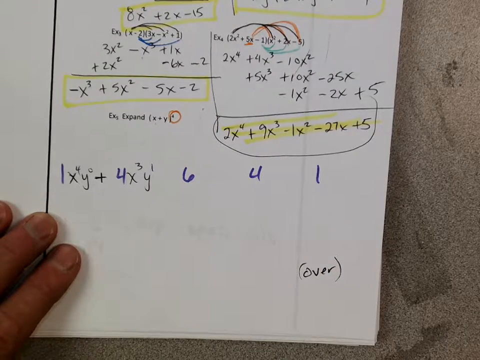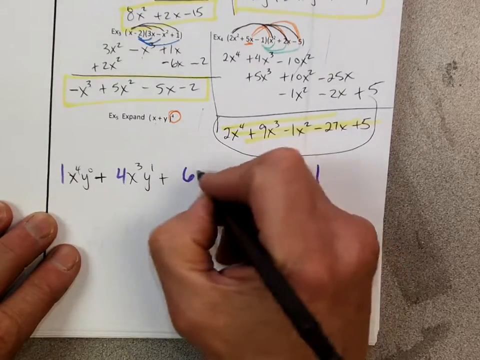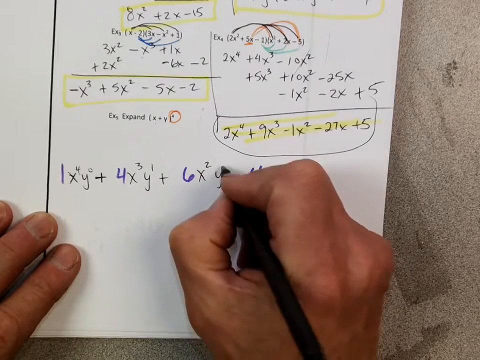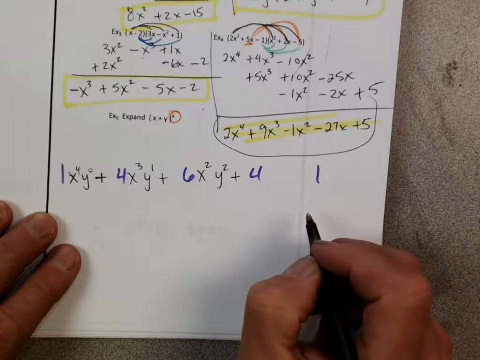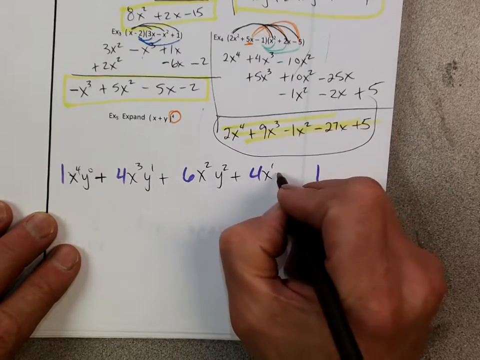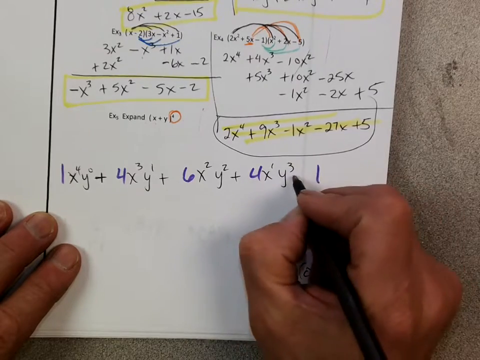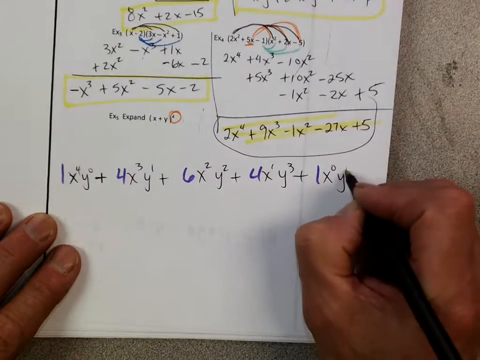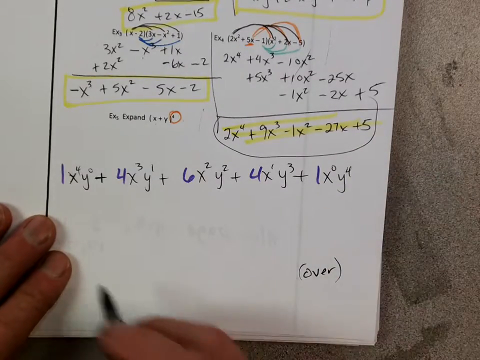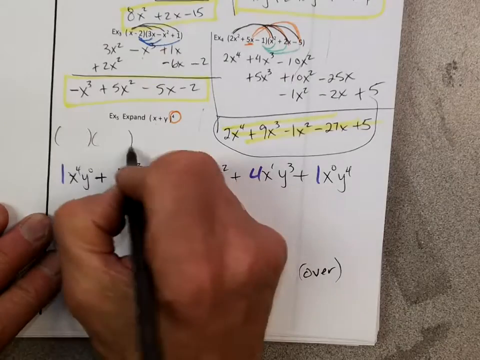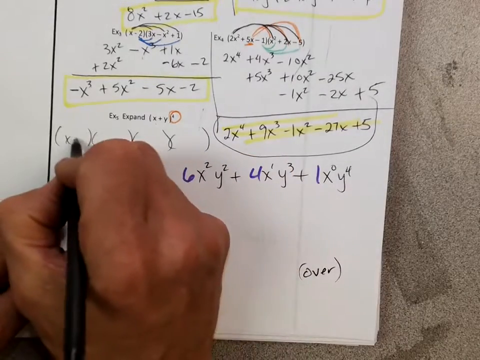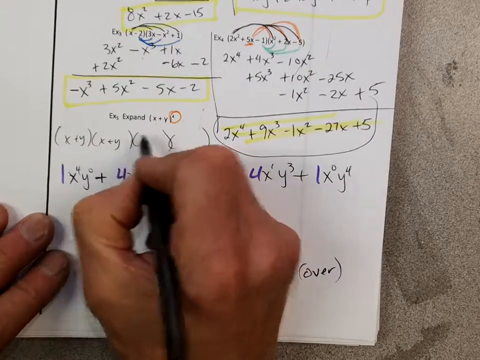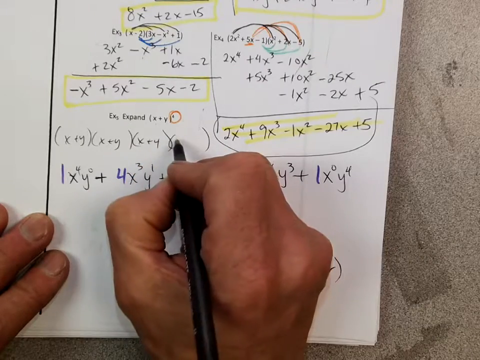Okay, it's just a progression. Plus x to the 2nd, y to the 2nd. Plus x to the 1, y to the 3rd. Plus x to the 0 and y to the 4th. A lot faster than multiplying this out 4 times and doing a huge, ugly FOIL.